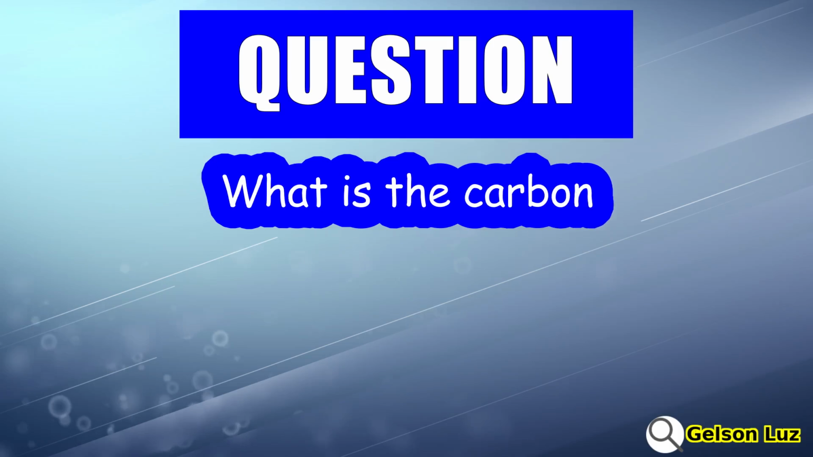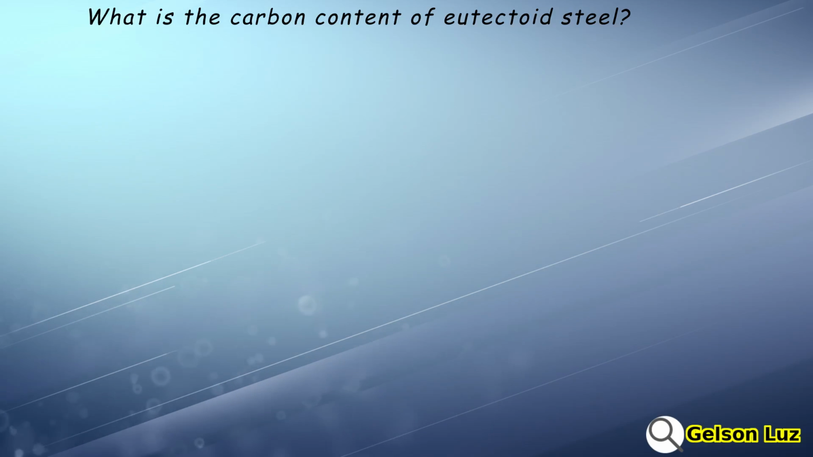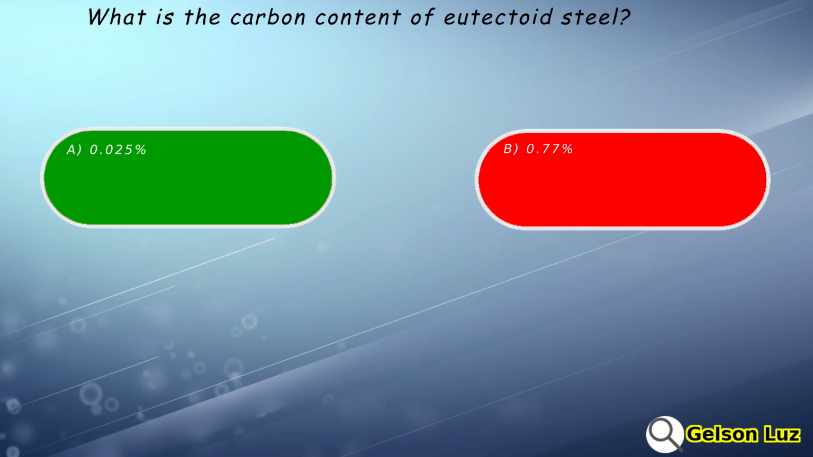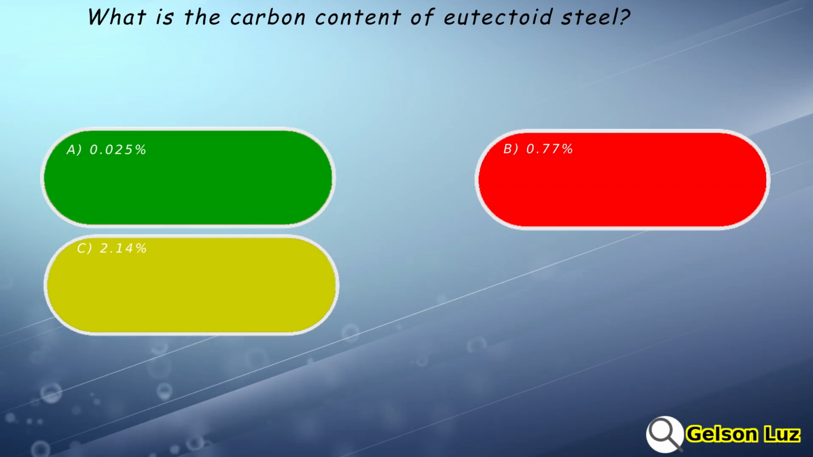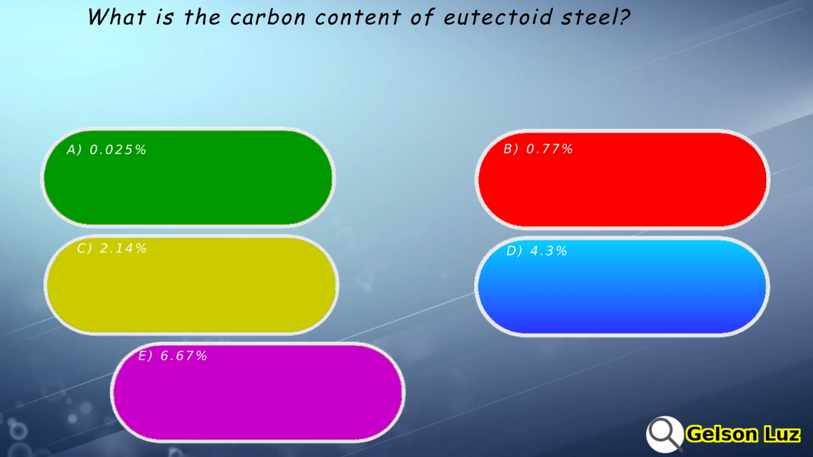What is the carbon content of eutectoid steel? A. 0.025%. B. 0.77%. C. 2.4%. D. 4.3%. E. 6.67%.